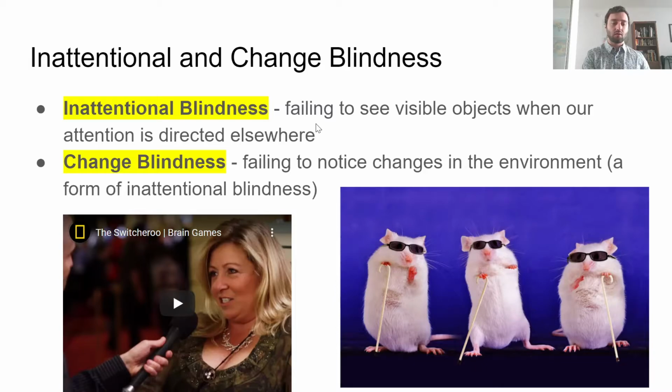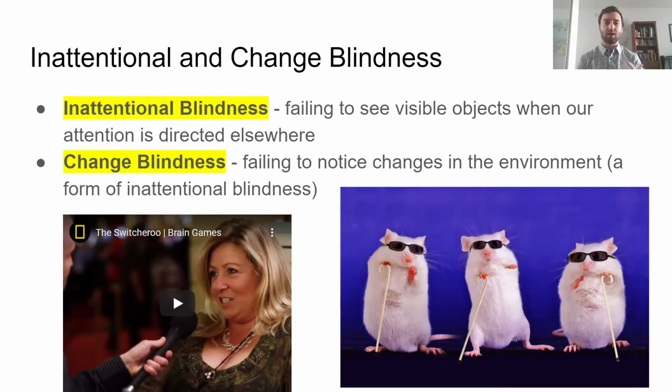When we look at attention, there's a few things that we can see based on how we can mess with it. One of them is inattentional blindness. The other one is change blindness. So what are these two things? Inattentional blindness is basically the failure to see visible objects when our attention is directed somewhere else. So if I'm paying attention to one thing, I'm going to fail to see something else, because I'm not paying attention.